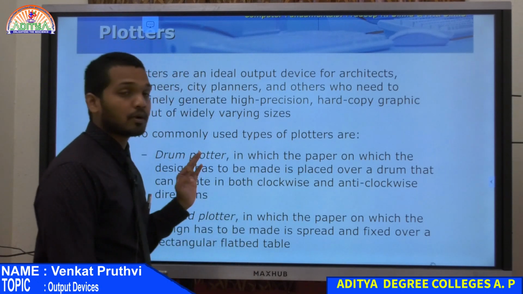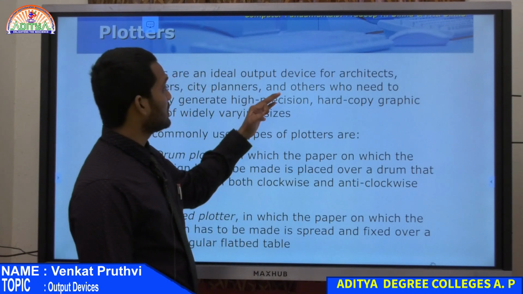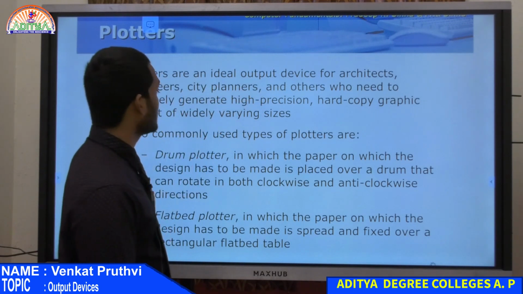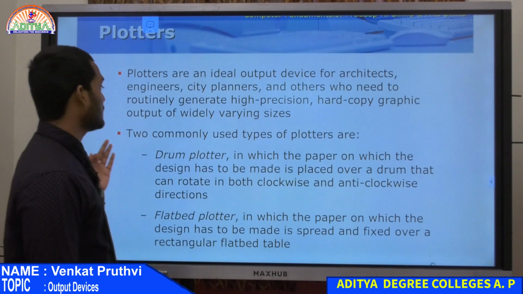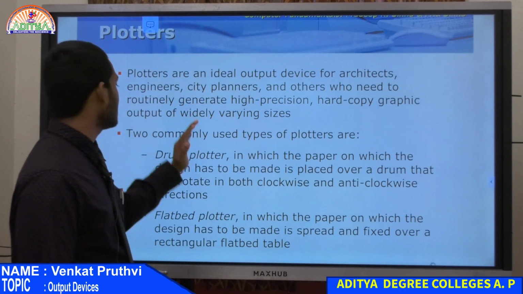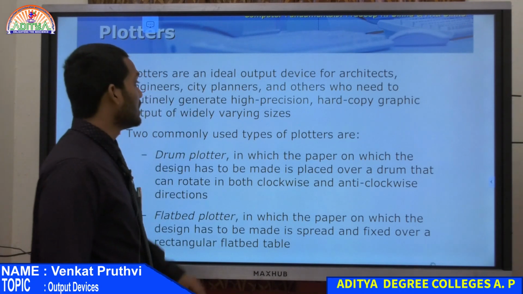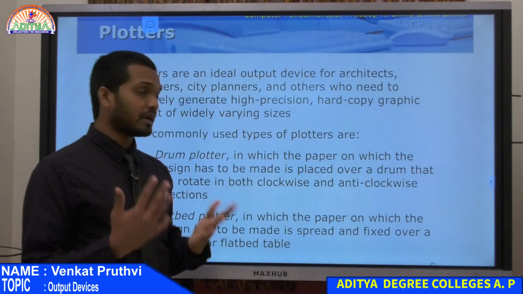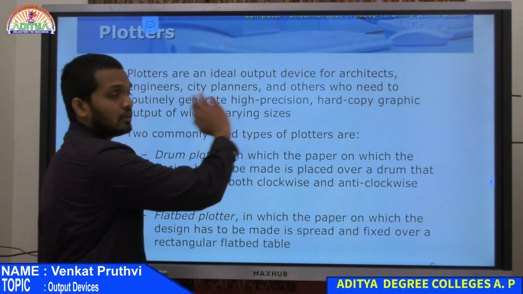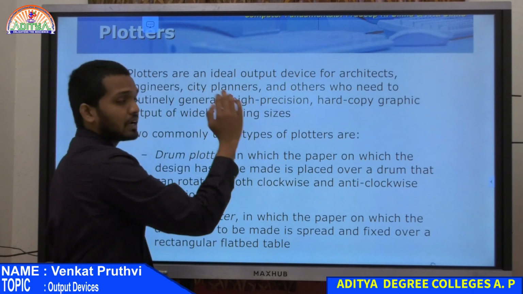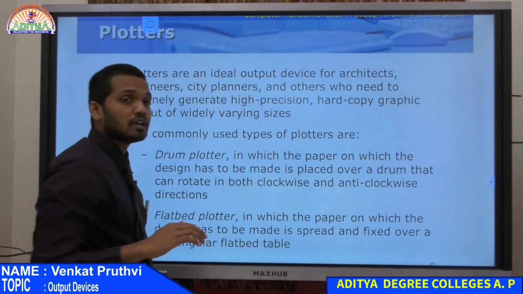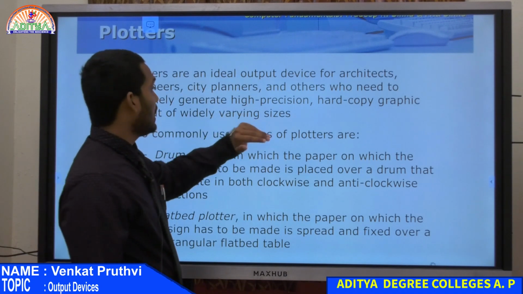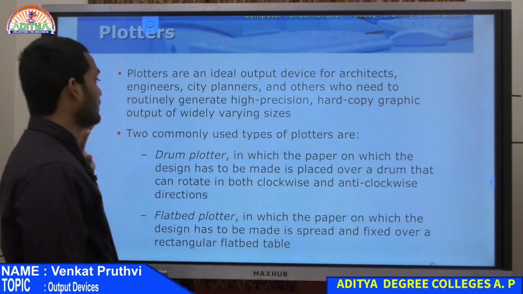So what do you mean by a plotter? Plotters are an ideal output device for architects, engineers, city planners, and others who need to routinely generate high precision hard copy graphic output of widely varying size. We will see what a plotter is, but first try to understand it is an output device just like your printer. It is an ideal device for architects, engineers, city planners, and others who need to routinely generate high precision hard copy graphic output of widely varying sizes.